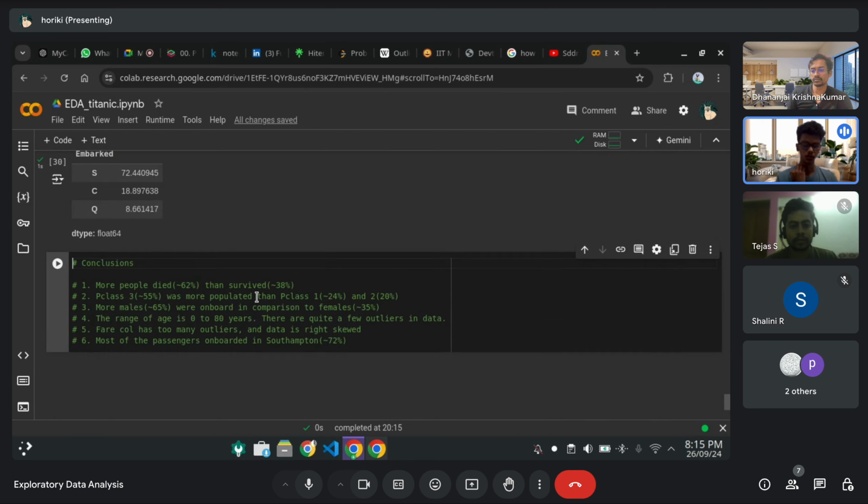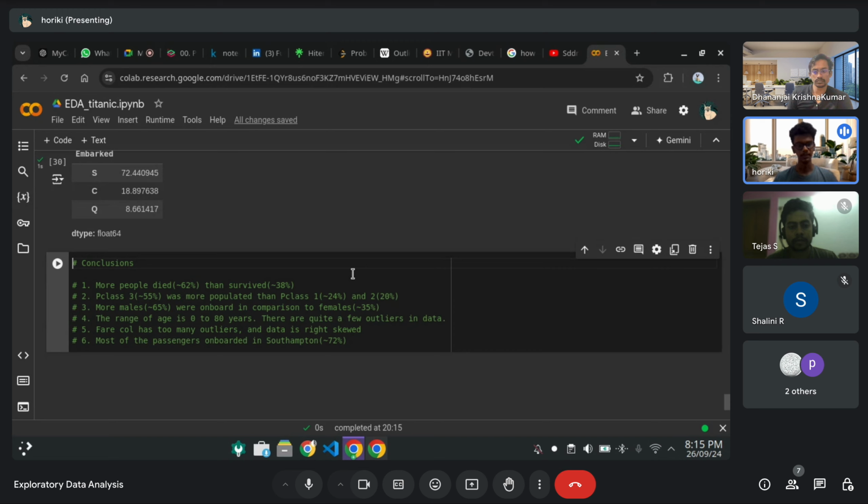So what are the conclusions we can make from this? More people died, about 62%, than survived, which is about 38%. P class 3 was more populated than P class 1 and 2, which means more people died because they were lower down the deck. There could be a correlation between the percent of people who died and how many people died in each P class. More males were on board compared to females.